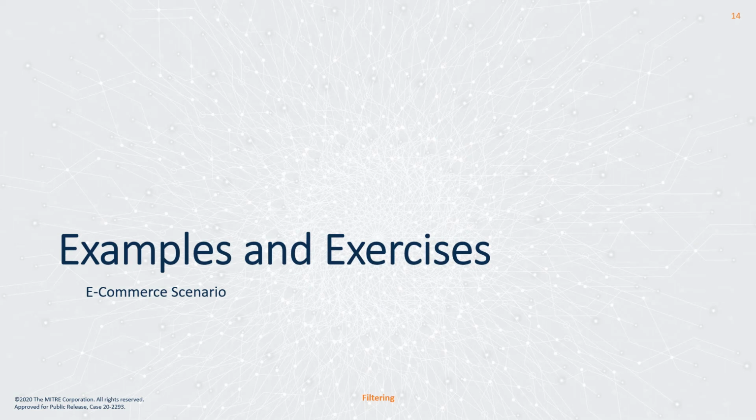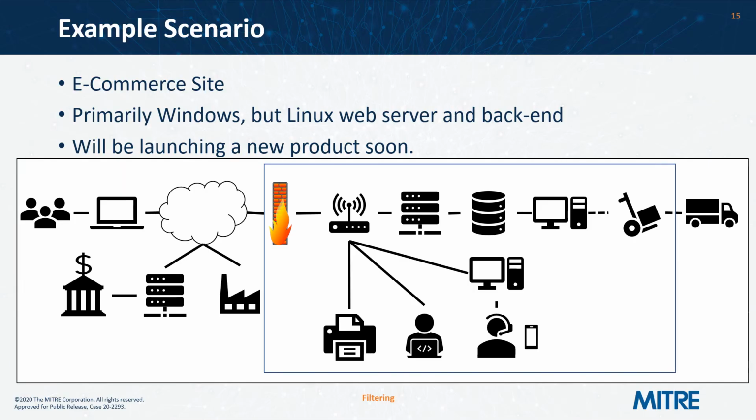Let's walk through an example scenario, and then you can try this yourself with an exercise. For our example scenario, imagine an e-commerce site. Users browse the site across the internet from various devices outside the scope of your control or visibility. Financial transactions are handled by a third-party platform outside of your environment. Browsing and purchase requests, along with help desk communications, pass through a firewall into your enterprise where they are routed to the server or call center as needed.